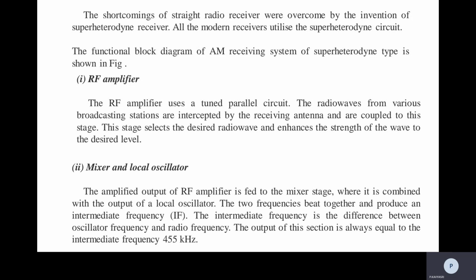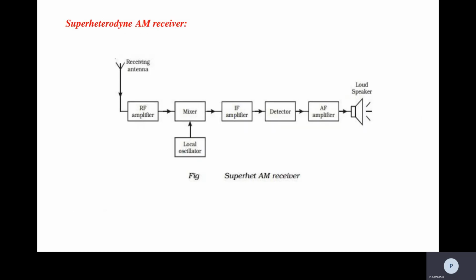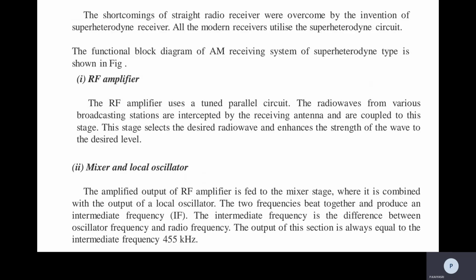The shortcomings of a straight radio receiver were overcome by the invention of the superheterodyne receiver. All modern receivers utilize superheterodyne circuits, and the functional block diagram of the AM receiving system of superheterodyne type is shown in the figure. It is widely used nowadays in all modern receivers. Now we will see the work of each block.